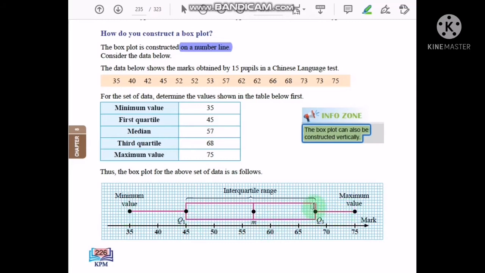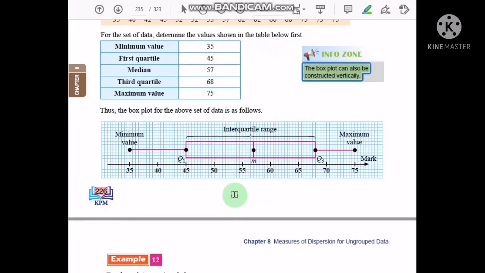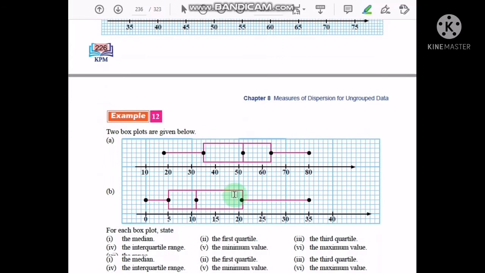After you have drawn the dots, you need to connect them. You draw a rectangle shape that represents the interquartile range. You draw the rectangle like this, and connect the interquartile range with the minimum value and also with the maximum value. Then you label the minimum value, interquartile range, maximum value, Q3 and Q1. Make sure you label all five values. Okay, and after that, let's look at here.